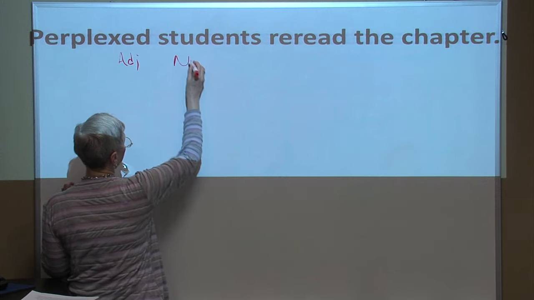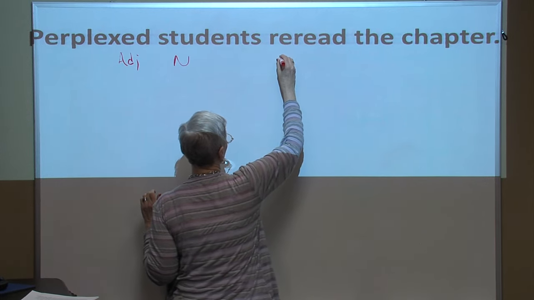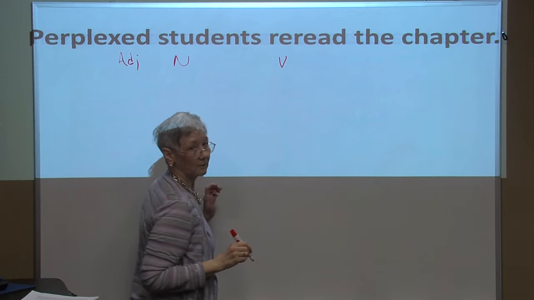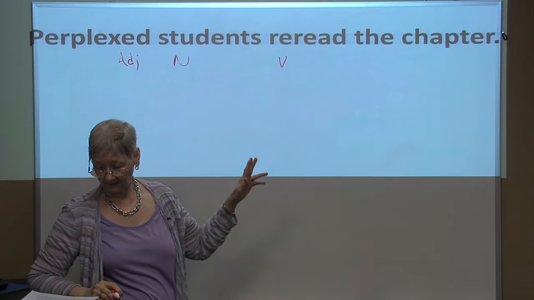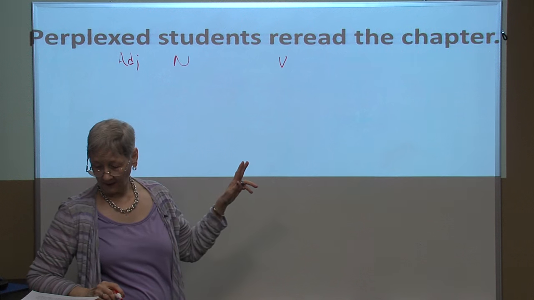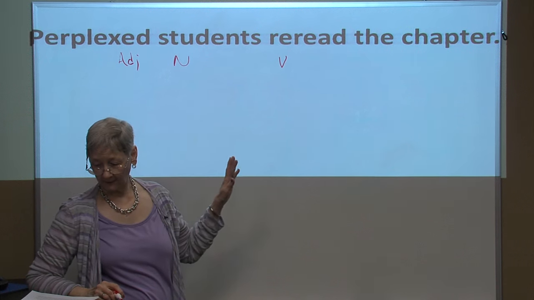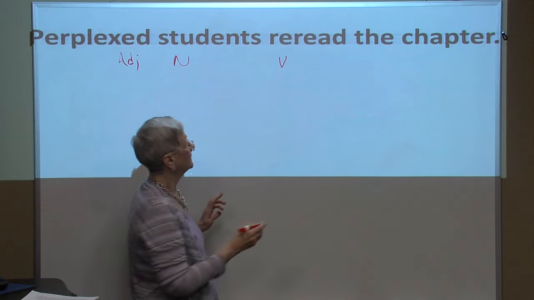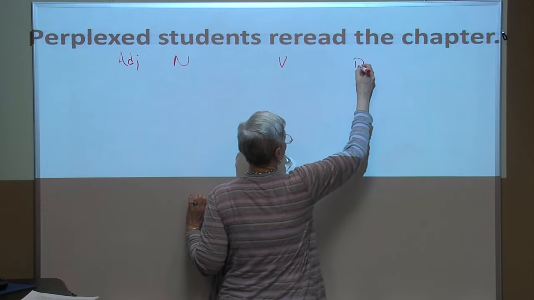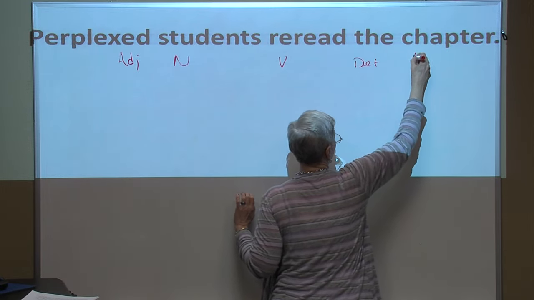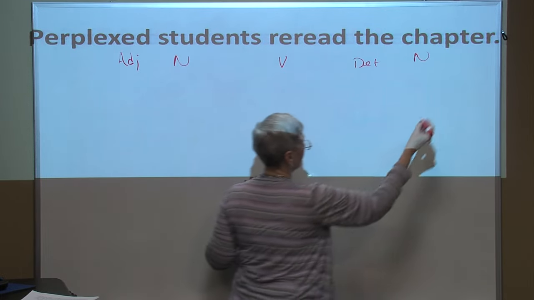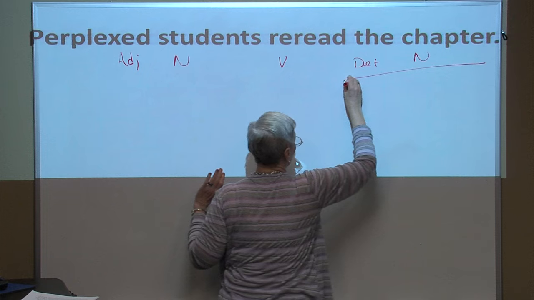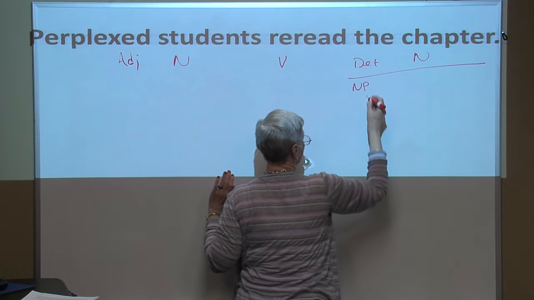Students is a noun. Reread is a verb. We don't know what type of verb until we look at the constituents in the predicate, so we'll need to wait before we label the verb type. Determiner for the, and chapter is a noun. Now, moving from right to left, the chapter forms a noun phrase.